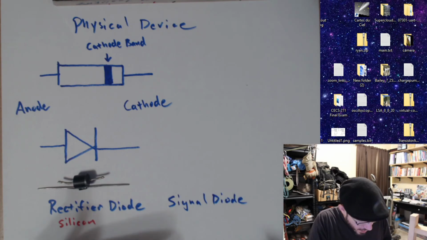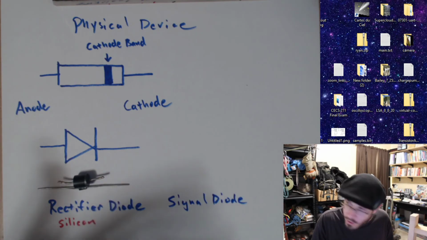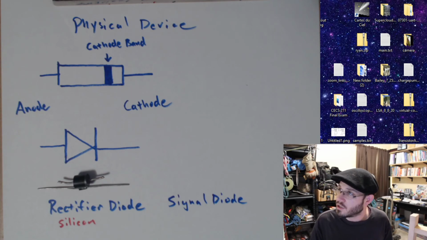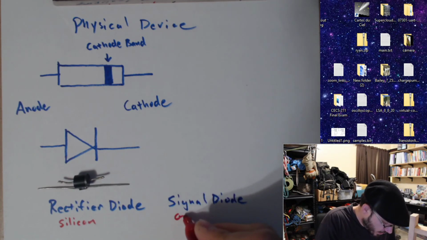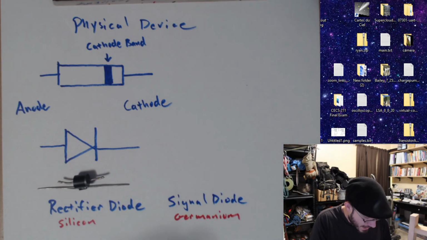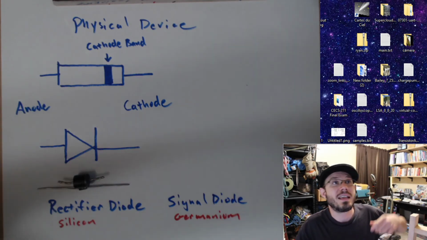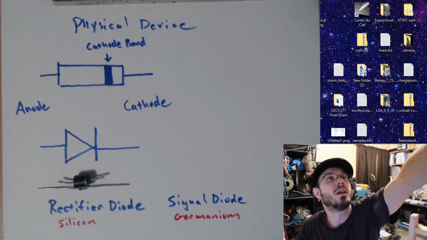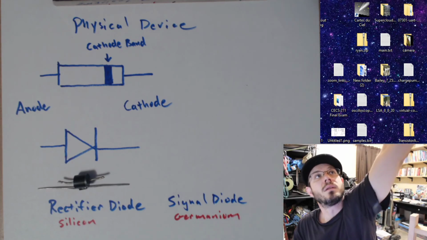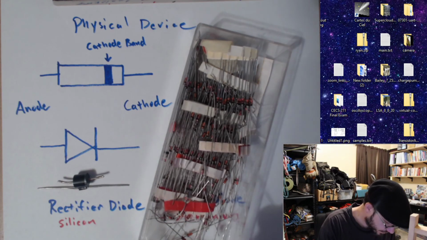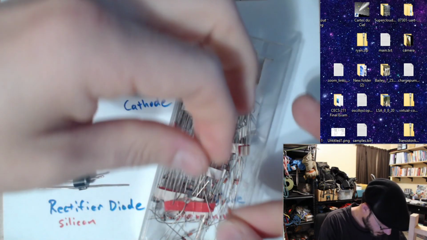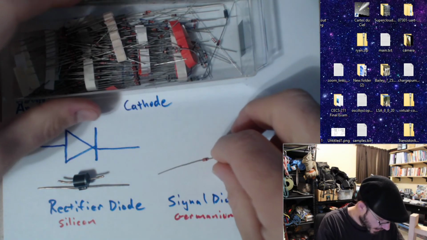Signal diodes are essentially the same thing. They only allow current to flow in one direction, but they do have some benefits in one application versus another. These are generally made out of germanium. Germanium is another type of semiconductor material. Now, these are signal diodes. Here's a signal diode.